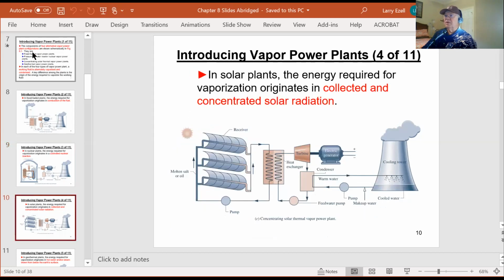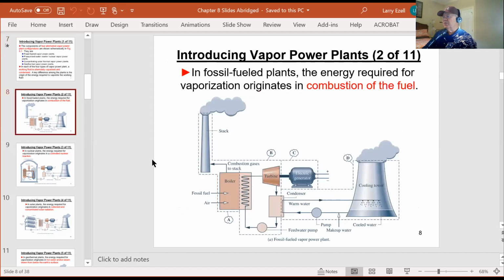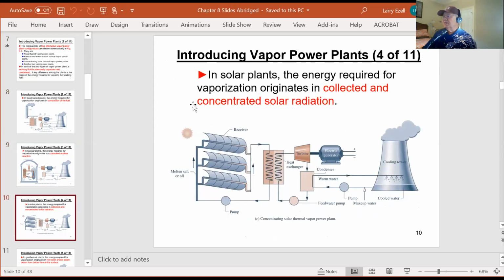Now, what we're doing, by the way, we talked about these different plants: the fossil fuel vapor plant, pressurized water reactor, concentrating solar, and geothermal. We're going through each of those. We've gone through the combustion here, and the combustion energy could come from usually coal, sometimes natural gas, but natural gas is not typically associated with a Rankine cycle. It's a Brayton cycle we'll get to. Here's the nuclear, talked about that. Now here's the solar. This is pretty new, probably in the last 5 or 6, maybe 10 years.